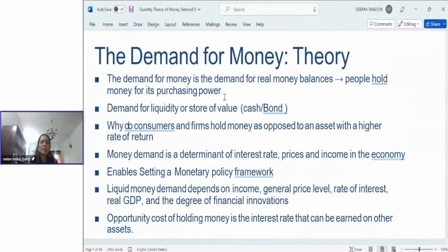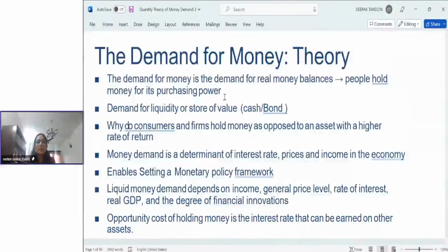Money demand decreases because you want to go for more investments and savings. So money demand decreases when the interest rate goes up. When prices go up, what happens? When prices go up, things become expensive. Things become expensive means you need more money. So the money demand goes up.